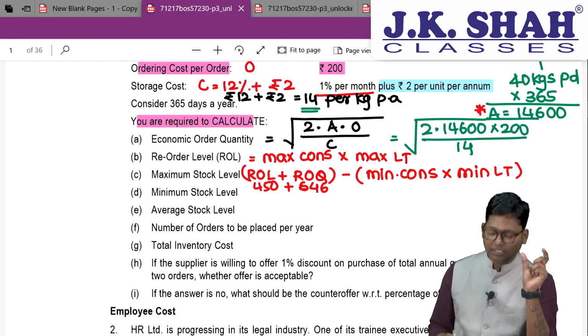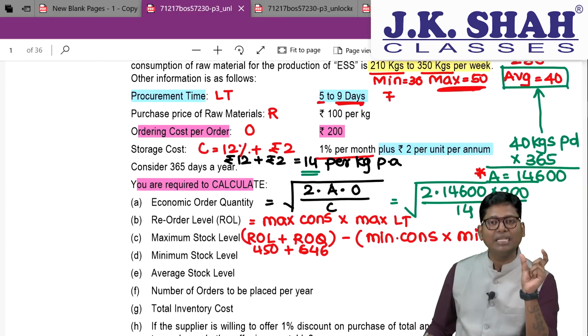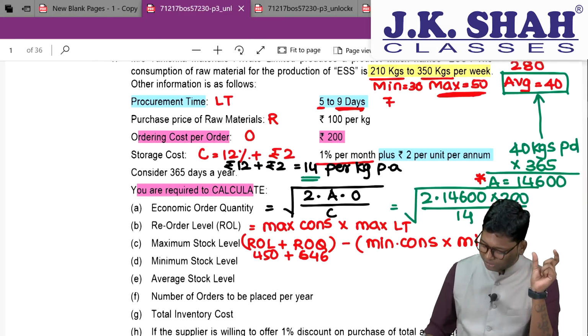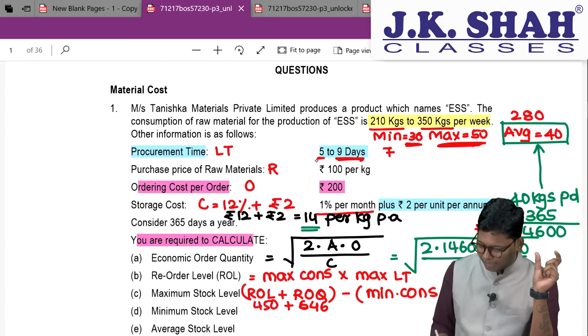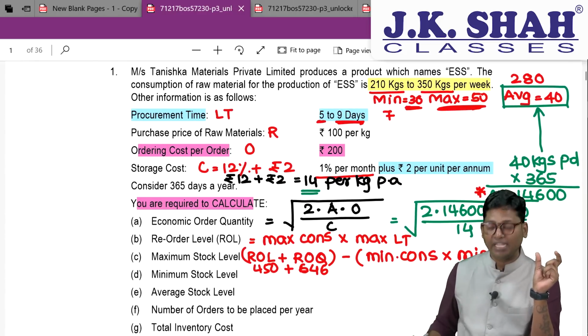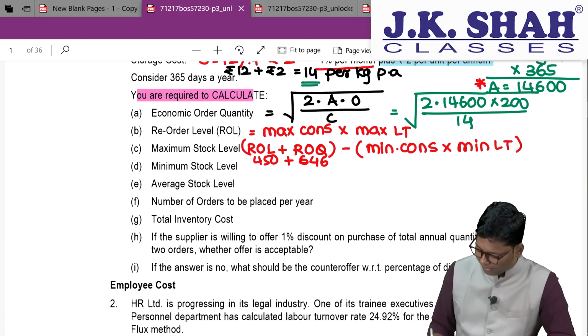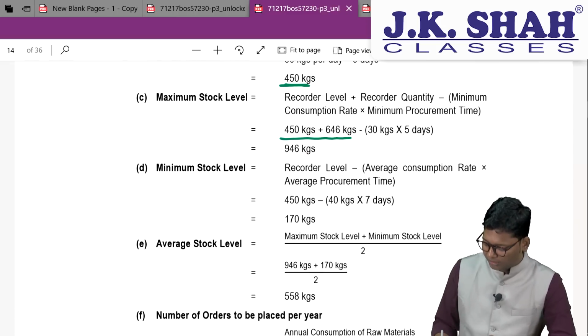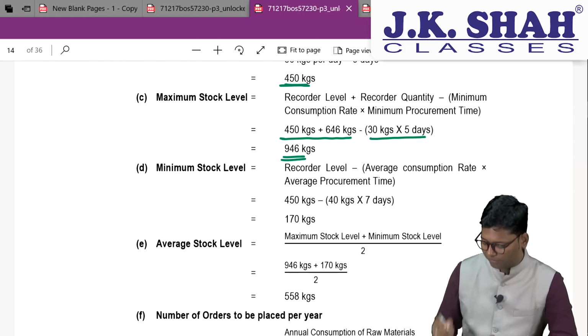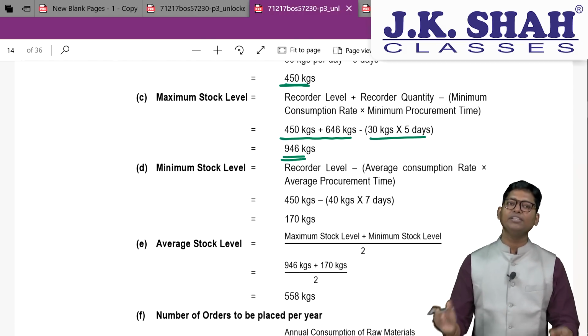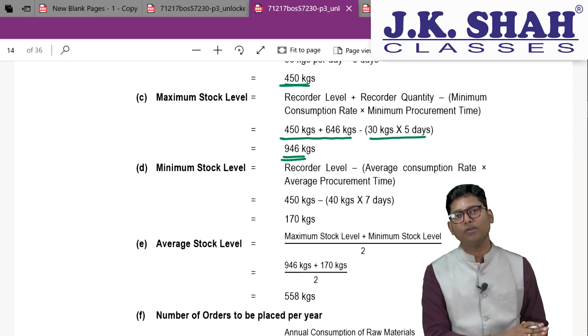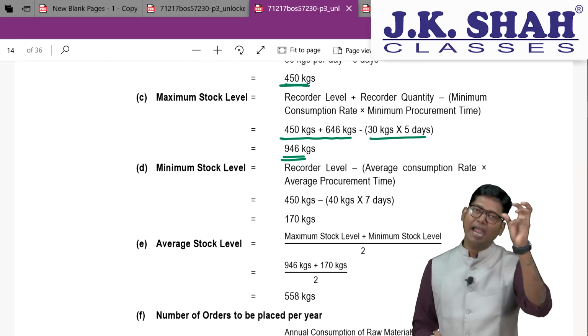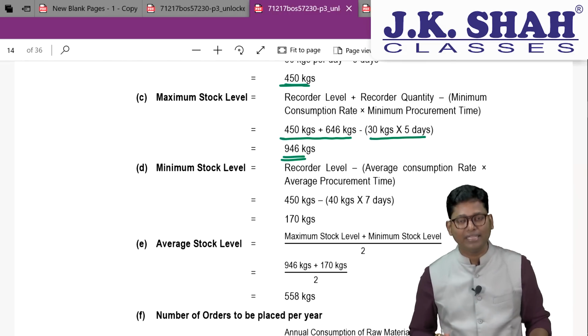From that, you should deduct the minimum consumption in the minimum lead time. Your minimum consumption is 30 kgs and minimum lead time is 5 days. So in this bracket, you need to multiply 30 and 5. Ultimately, by solving this equation, you are going to get your answer. This one is the first total, this one is the second calculation, and your answer for this question is 946. So maximum stock level is also calculated. You only need to put the formula and substitute the amounts in that formula.